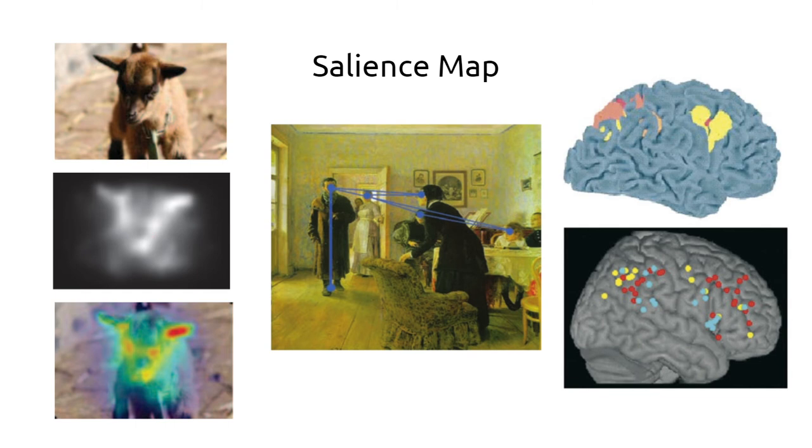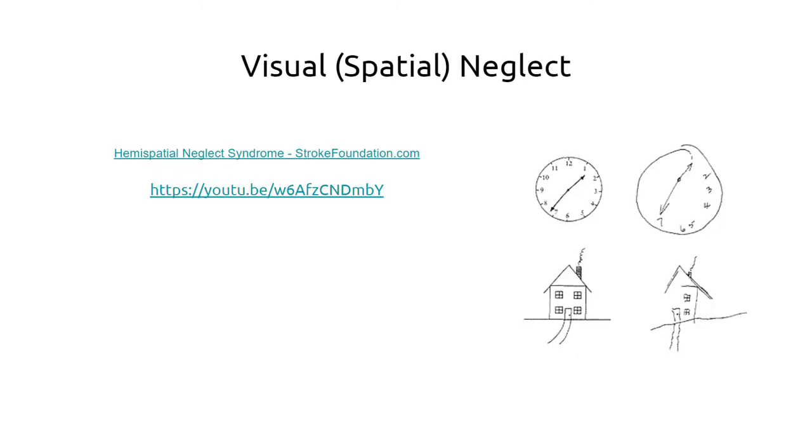Of course, if this is the case, then we might expect that damage to this area might do some really weird things to attention. And that's indeed exactly what we find. Damage to this area is known as visual or spatial neglect. There's a video there that if you feel like watching it, it just shows a couple of examples of people with this syndrome. The general effect of this is ignoring things, tending not to attend to things on one side of the visual field.